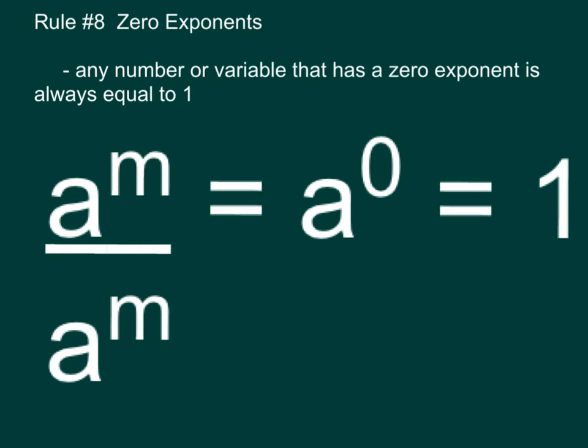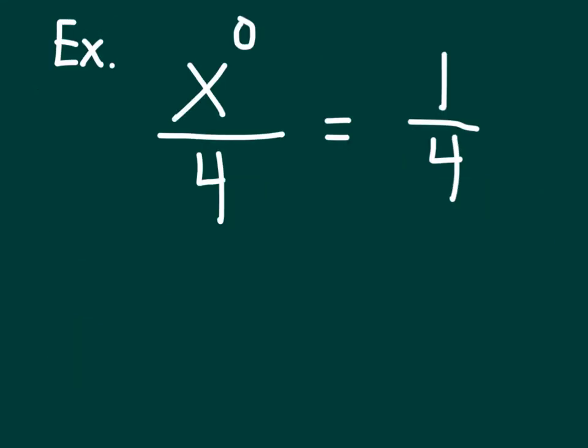Rule number 8, zero exponents. Any number or variable that has a zero exponent is always equal to 1. So to show you why, here you get your a to the m over a to the m. So of course we know we would subtract those. Those equal a to the power of 0, which equals 1. So this always, always, always, anything to the power of 0 equals 1. Here's an example problem. X to the power of 0 over 4 is equal to 1 over 4.